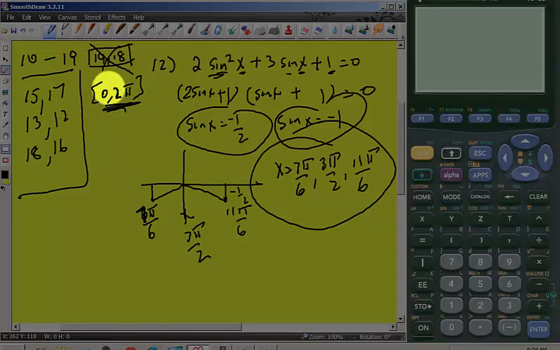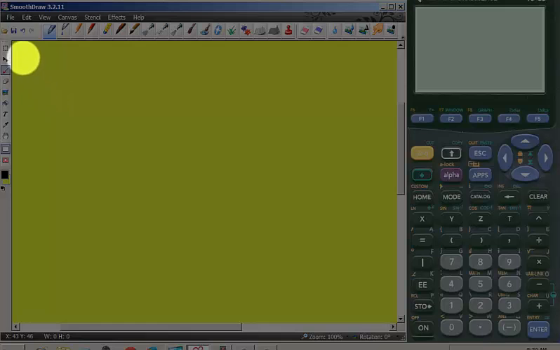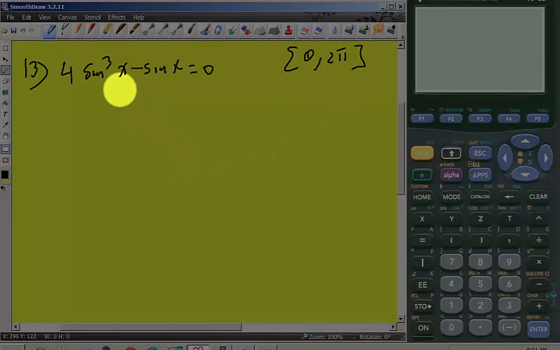Alright. So the next one is 13. So let's go to 13. 13. I have a 4 sine cubed of x minus sine of x is equal to 0. I still have a domain restriction 0 to 2 pi. Those are the only values I'm looking for. I can factor this. I can pull out a sine of x, and that will leave me with a 4 sine squared x minus 1 is equal to 0.